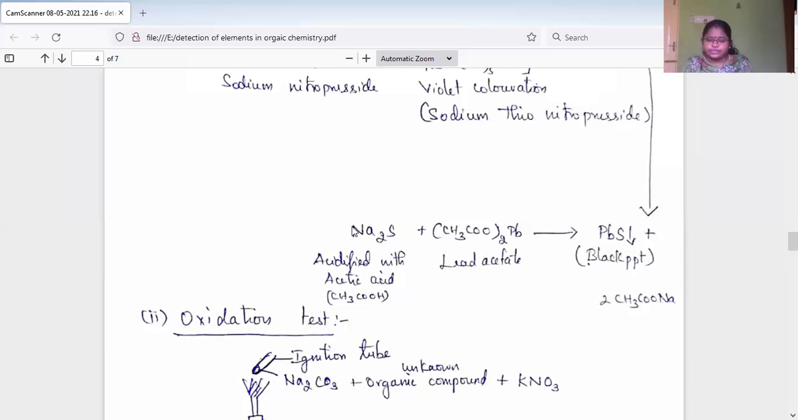Which one? Na2S, the second part. So to the second part, you are adding acetic acid. Now you are adding lead acetate to it.